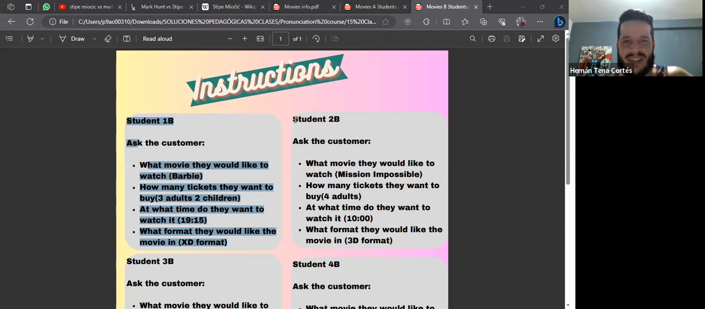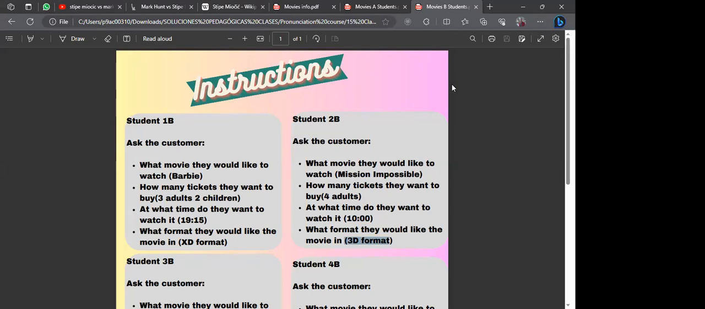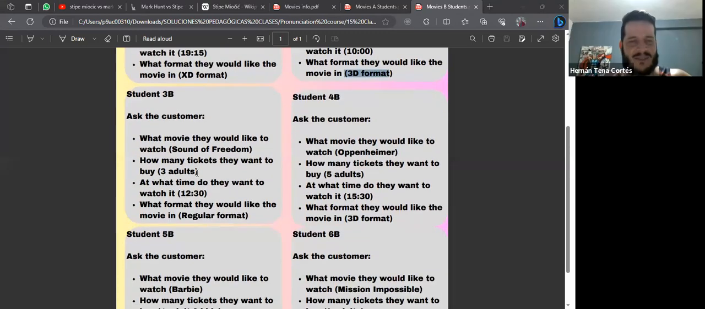Whoever interviewed Beatriz, these are the correct answers. Beatriz was student number 2, and she watched Mission Impossible. She bought 4 adult tickets. She saw the movie at 10 in a 3D format. Beatriz, how much money did you spend going to the movies? $68. Man, it's expensive, isn't it?